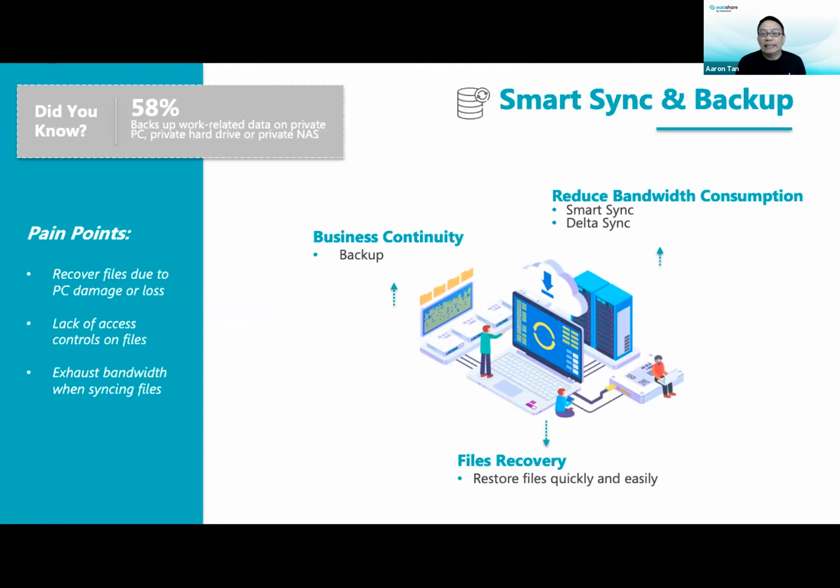Okay, last but not least, the smart sync and backup. This is mainly a digital DLP feature. As I was saying just now, you can do the offline edit, and when you are back online, you can sync all these documents back to the repository. With EasiShare, we also have what we call Delta Sync. Let's say you already saved a document and now you made some changes to it. We do not have to save the whole document again. We only save the changes that you have made to the document itself. What we're trying to achieve here is to reduce the bandwidth consumption, right?